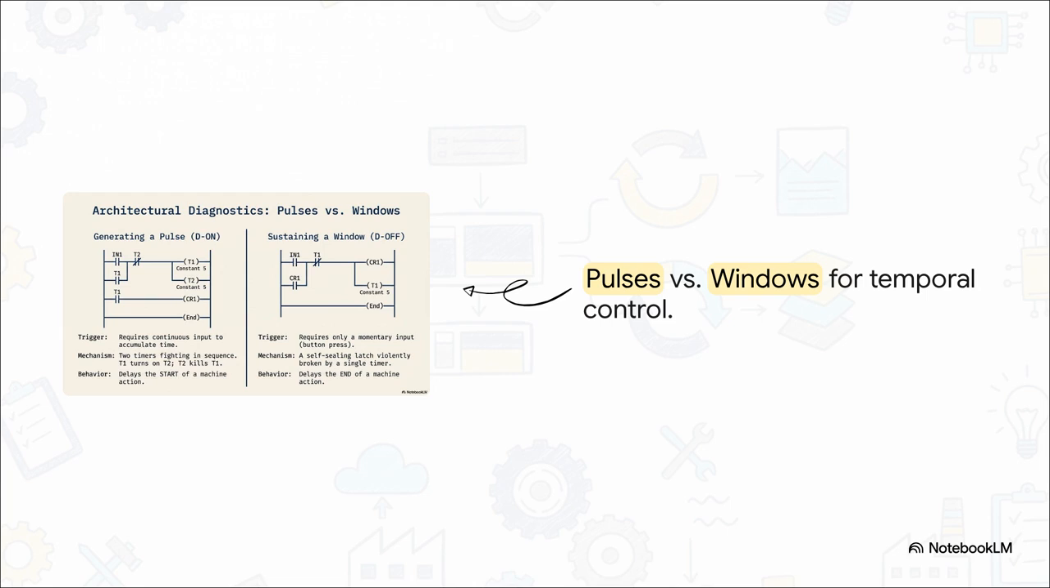IN1 triggers a self-sealing latch on CR1. CR1 then turns on timer T1. When T1 hits its 5-second constant, its normally closed contact on the top rung opens, and that self-sealing latch is violently broken by a single timer. So, one delays the start, the other delays the end. You really need to choose your architecture wisely based on the physical mechanics you're trying to control.